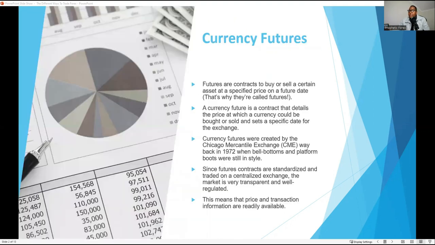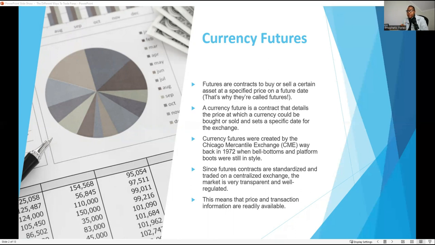The first one is currency futures. Currency futures are contracts to buy and sell a certain asset at a specified price on a future date. That's why it's called future. A currency future is a contract that details the price at which currencies could be bought or sold, and sets a specific date for the currency.